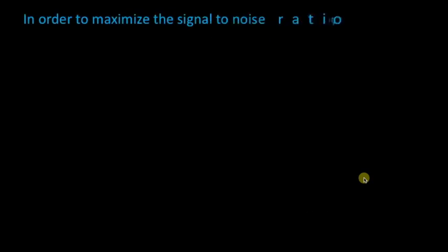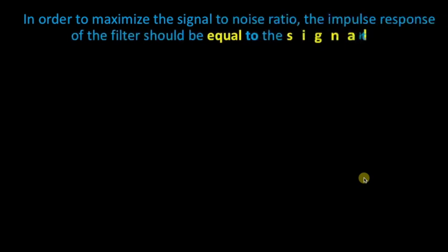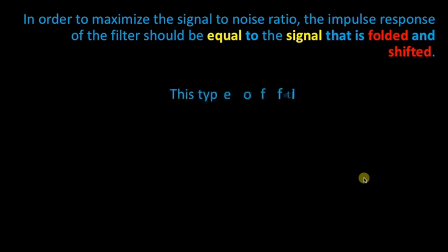So we have seen that the best way to demodulate our signals is using a matched filter. Again, the matched filter impulse response is simply equivalent to the signal that is folded and shifted. Now, why do we need to use a matched filter? Because we want to maximize our signal-to-noise ratio. And why do we need to maximize our signal-to-noise ratio? Because we want to minimize the probability of error. So in order to maximize the signal-to-noise ratio, the impulse response of the filter should be equal to the signal that is folded and shifted. This type of filter is called a matched filter.